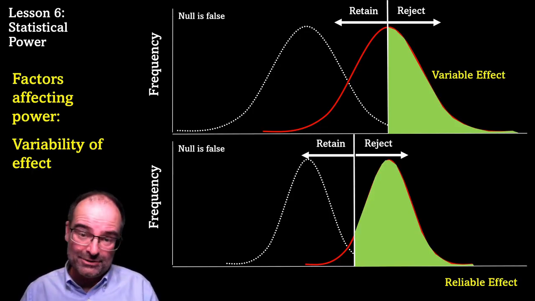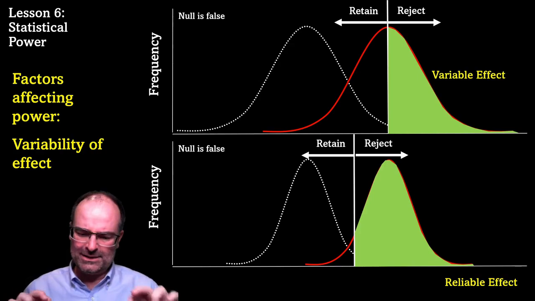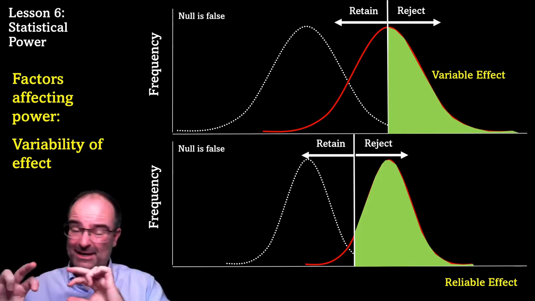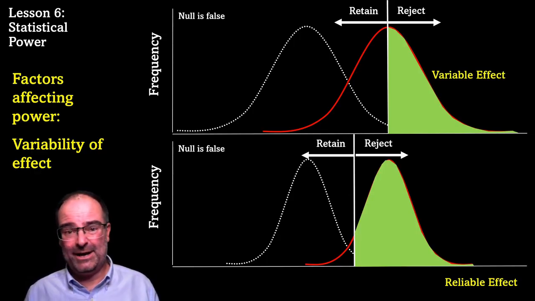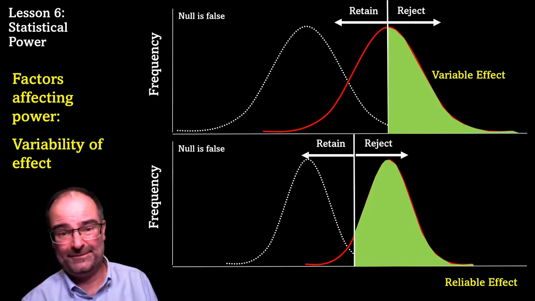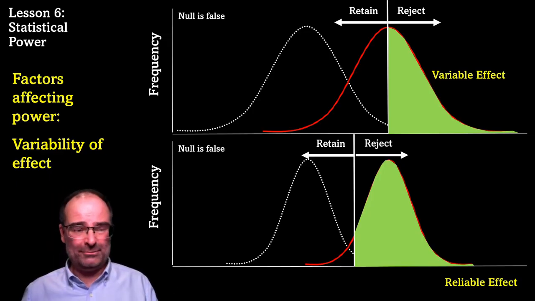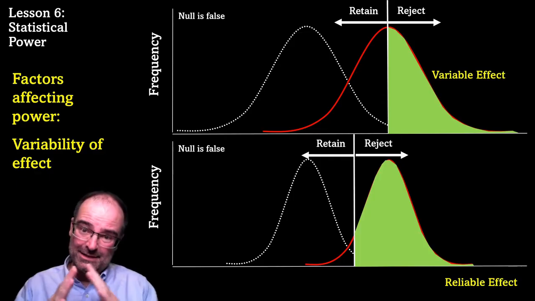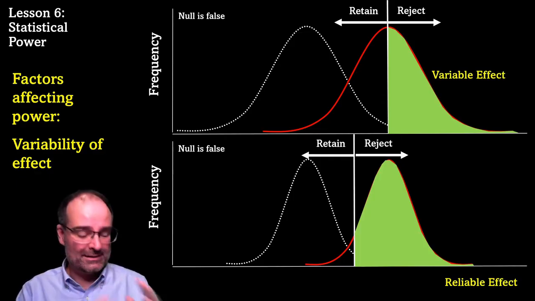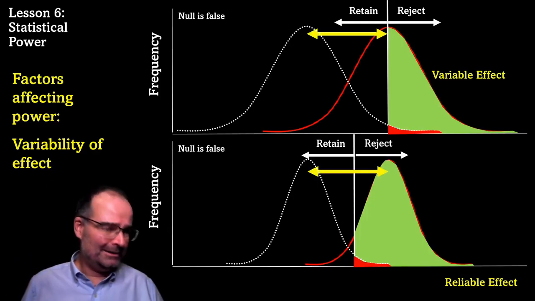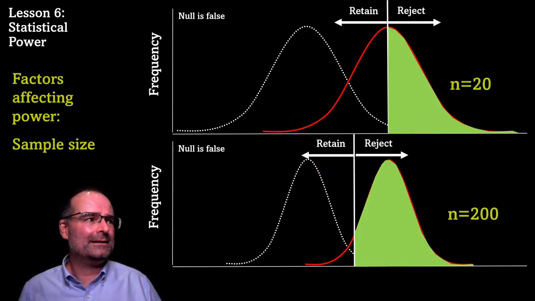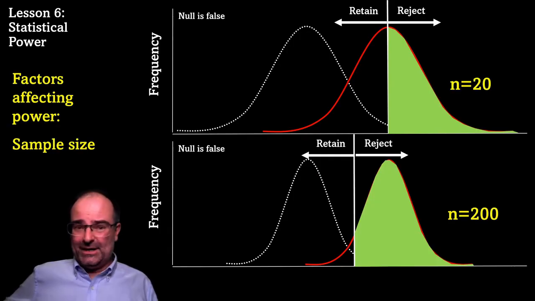If your sampling distribution is highly variable, such that you would expect quite different sample means each time you run it, then you're going to have less power in a sense. So a variable effect at the top, a reliable effect at the bottom. When the effect is reliable, the sampling distributions are more tightly packed. There's less overlap in the distributions in that sense.